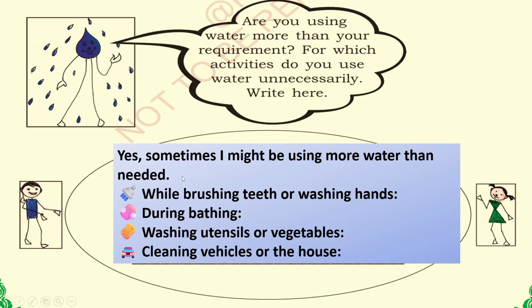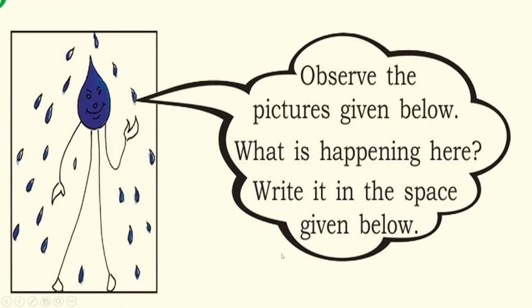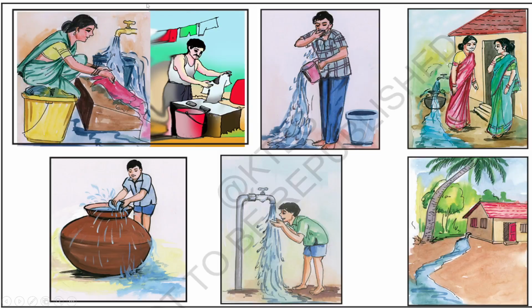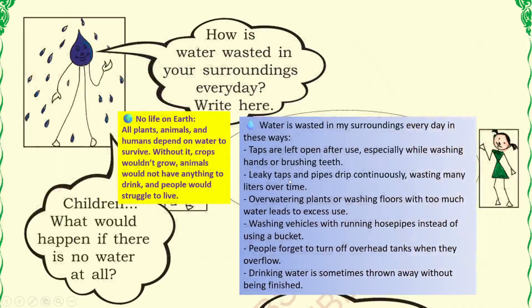Sometimes I might be using more water than needed while brushing teeth or washing hands, during bathing, washing utensils or vegetables, cleaning vehicles or the house. Observe the picture given below. What is happening here? Write it in the space given below. Simply, they are wasting more water in all these pictures. People are washing clothes and utensils, but water is overflowing and not turned off when not needed. Some taps are left open, letting water flow into the ground. One person is drinking water from the tap, but the water is still running.